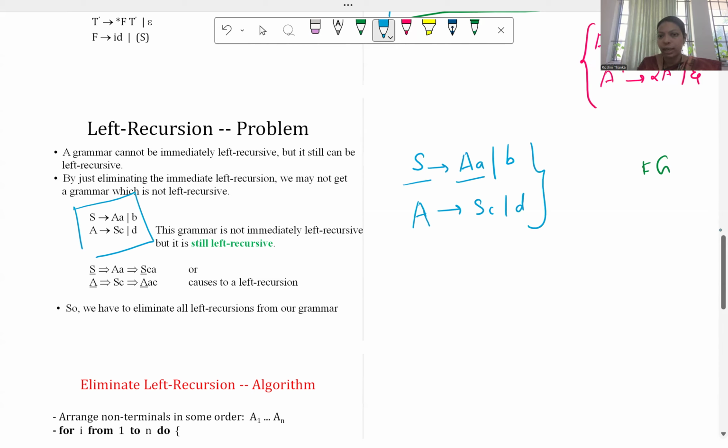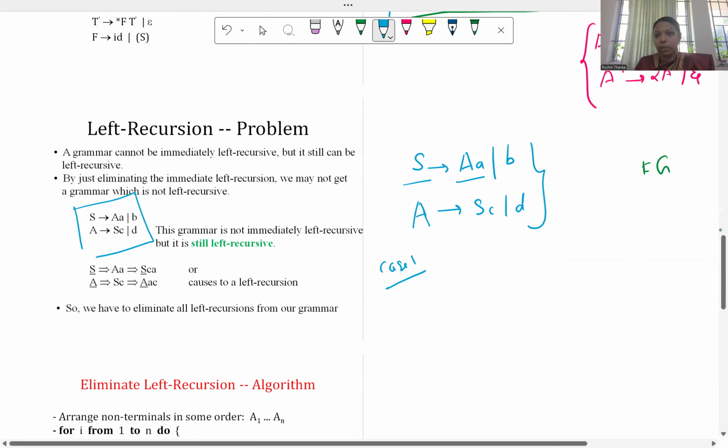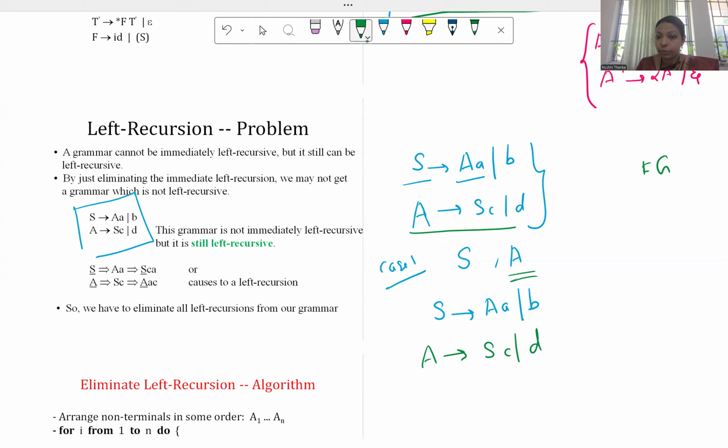So you have to order them in any way. In case one, first I'm going to take A and then S. Or you can also take S first and then A. So take S first, then A. S means S tends to capital A, small a and B. Here there is no left recursion, so leave it. Then take the next production. Second is A. So A tends to S, C, D. But now we know what S is. S can be derived because it is already known.